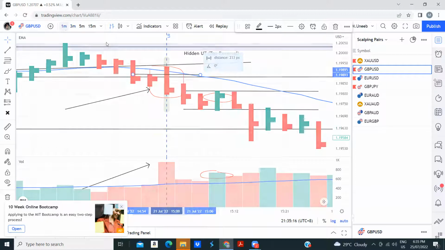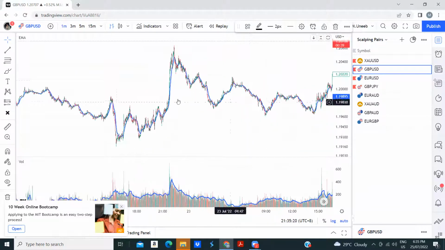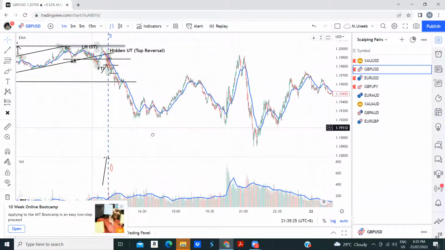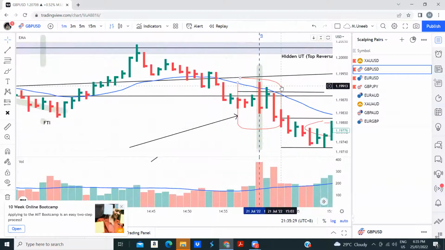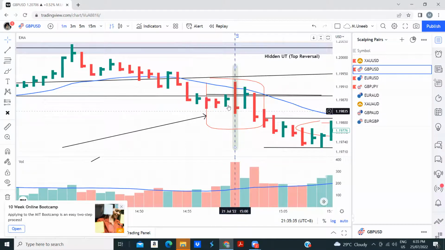If you go to the 1 minute time frame, you will see why this is a hidden UT. Why did I call it a hidden UT? Because if we observe like this, see here, this hidden UT is formed on a very high volume. Can you see it's a hidden UT now? A small range and then a hidden upthrust on a huge volume. Price comes back and tests this region.